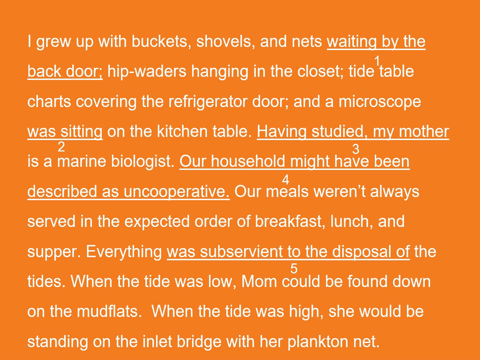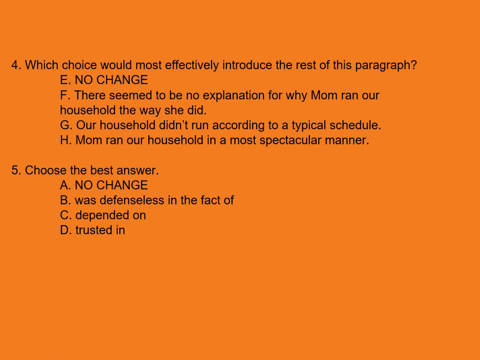I want you to look at that again. So, breakfast, lunch, and dinner, supper, everything was subservient to the disposal of the tides. So we actually know why this might not go in the expected order, because we've got the tides right here. So that means it's not going to be no explanation. We do have an explanation. It's because of the tide. So that means it's going to be G. Our household didn't run according to a typical schedule.